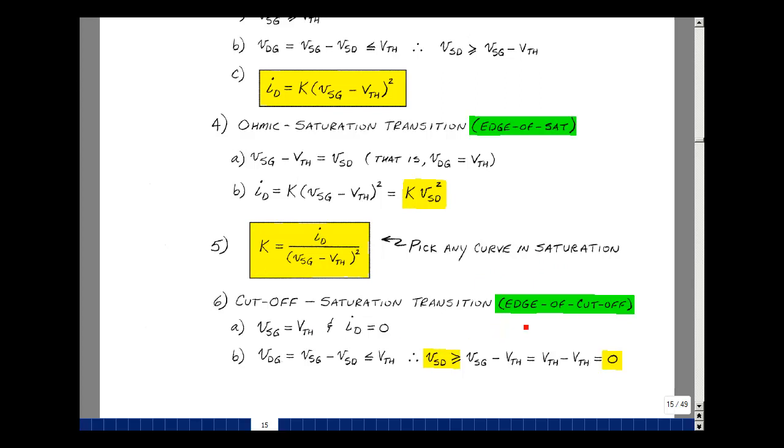And lastly, there'd be an edge of cutoff with the same conditions we had previously, but now it's the source to drain is greater than or equal to 0. And again, it's the x-axis.